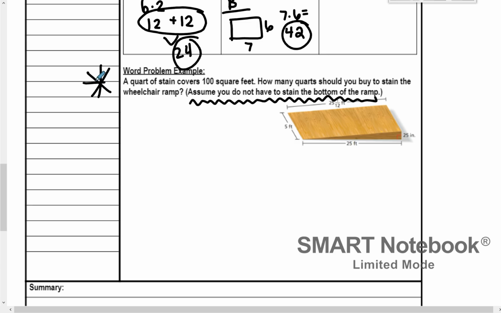Okay? I do want you to pay attention that since you're staining this ramp, the bottom is going to be on the ground, so you don't have to stain the bottom of the ramp. So you're just doing the top, the left and right sides, which are triangles, and this side back here. So only have 2 rectangles and 2 triangles. All right, you are more than welcome to pause the video and try it out, and then come check the answers with me in class.